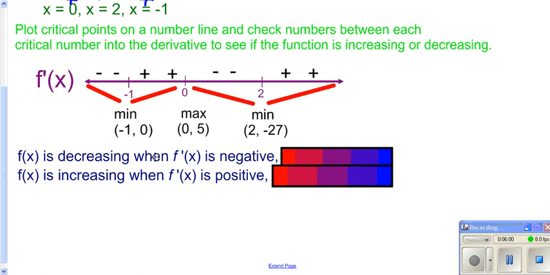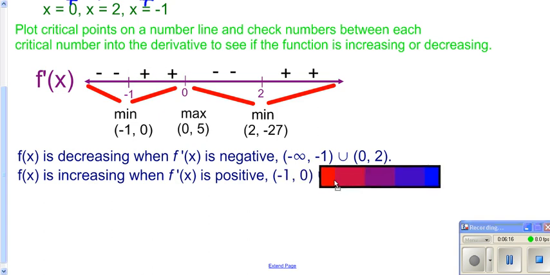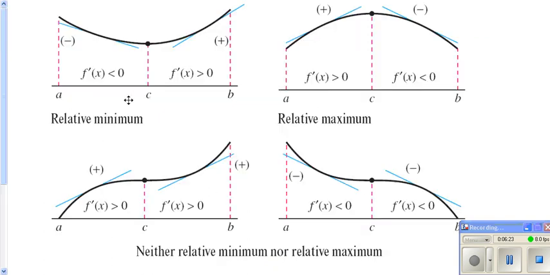So when is your function decreasing? It's when your derivative is negative. Well, that we get from our number line: from -infinity to -1, from 0 to 2. When is it positive for your increasing function? Between -1 and 0, and between 2 and infinity. Here it's just saying if you have a valley when you're looking at your tangent lines, it's a min. If you have a max, or a mountain peak, it's a max.